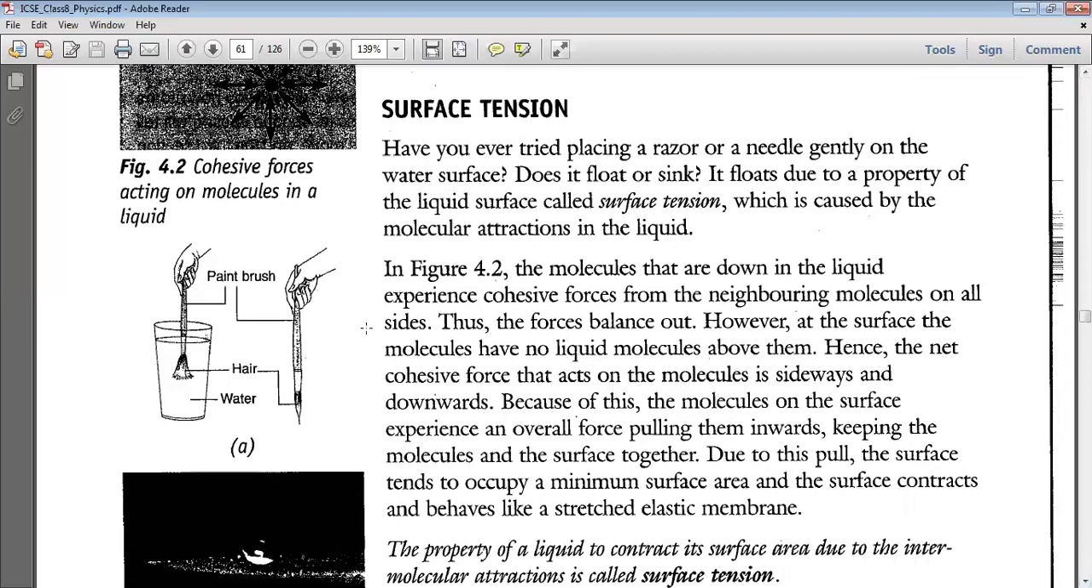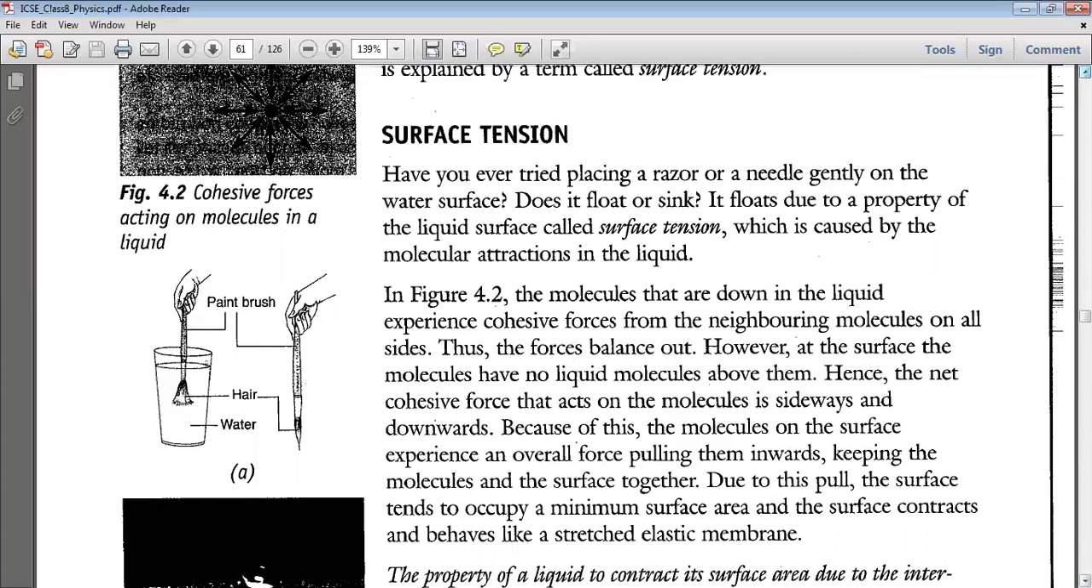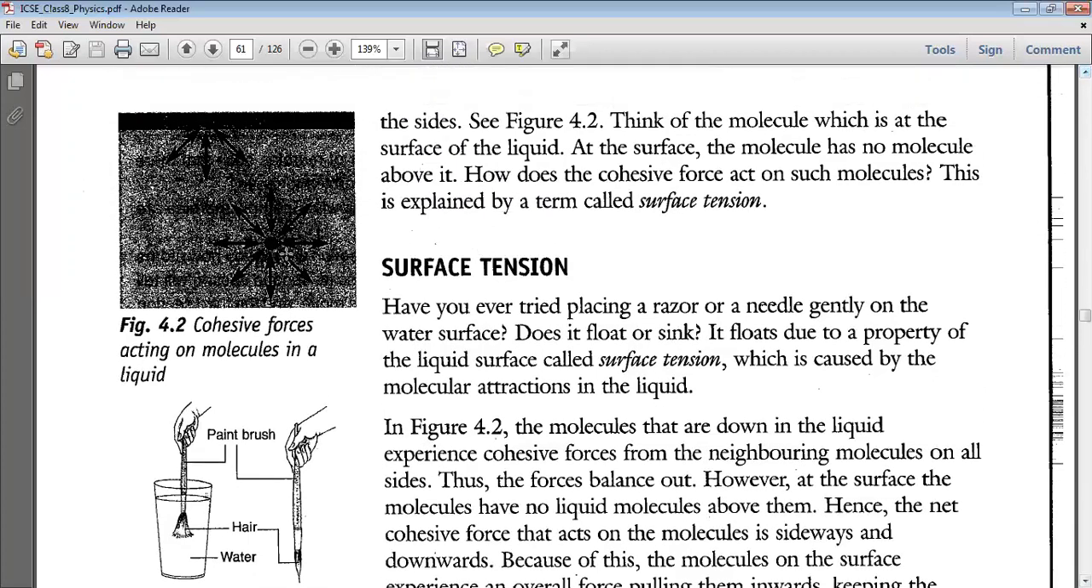In figure 4.2, as you can see, the molecules that are down in the liquid, মানে এই জায়গাতে, experience cohesive forces from the neighboring molecules on all sides. Thus the forces balance out. মানে মাঝে কোনো একটা যদি মলিকিউল থাকে তো তার চারপাশে কিন্তু অন্যান্য মলিকিউল আছে, so there are four other molecules surrounding it. For example, I already drew that.